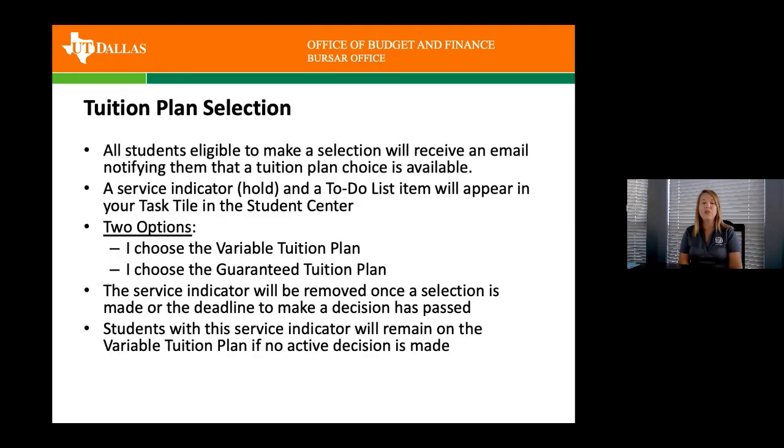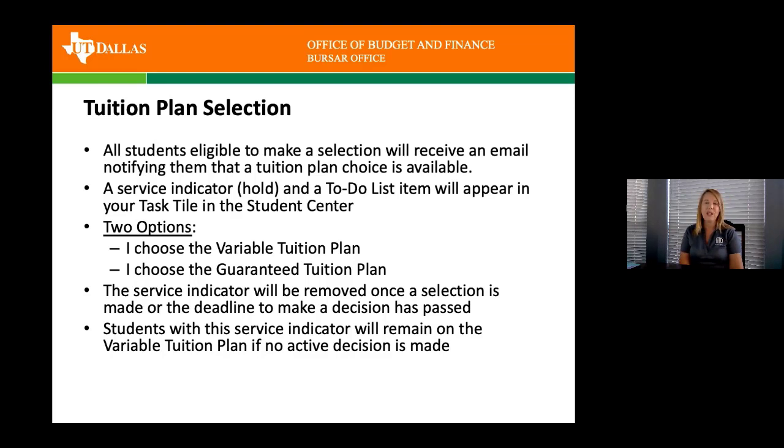So all students should have received an email. If you're accepted to the university, you should have received an email notifying you that a tuition plan choice is available. There are instructions on that email. I've also listed the instructions here. What you'll see is a service indicator on your account. We also call those holds. Sometimes there's good holds and bad holds.